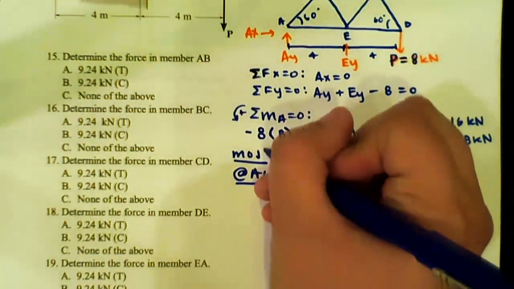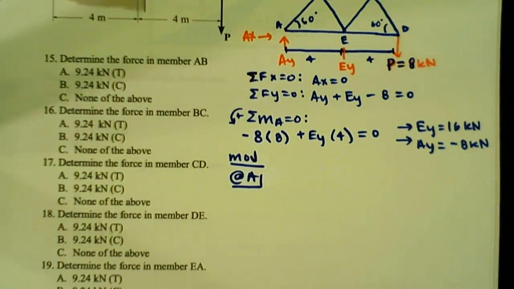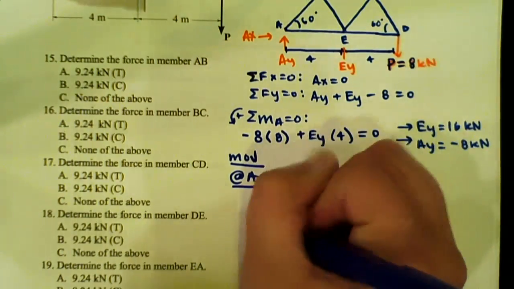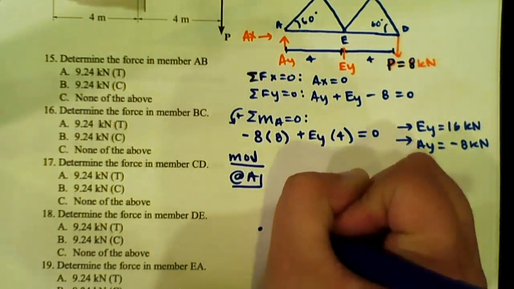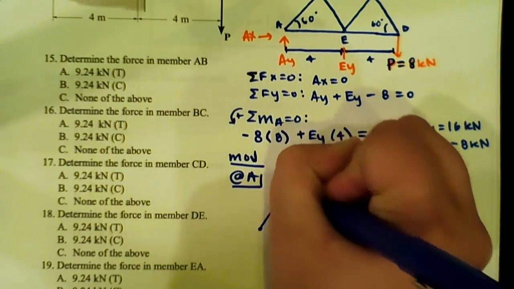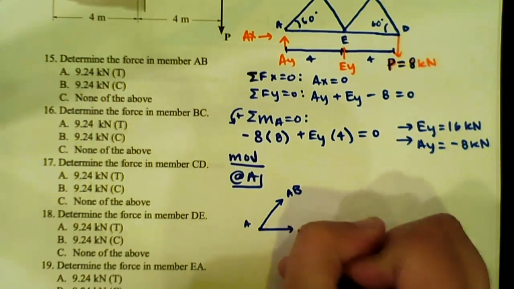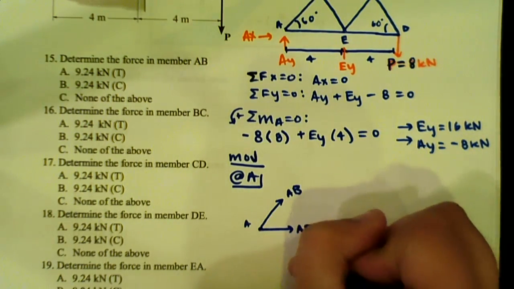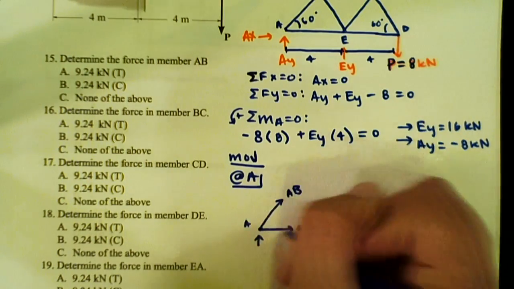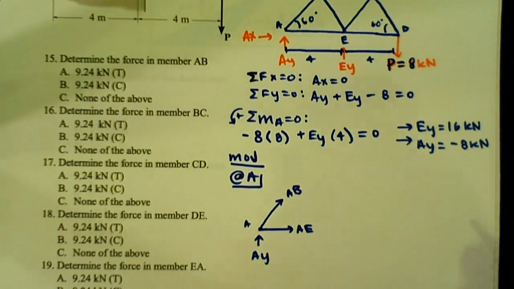So if we're doing method of joints at A, we're going to do our free body diagram. We have AB going in this direction. We have AE going directly to the right. And we have AY going upwards. But we actually know that it's a negative AY, so it's actually going downwards.